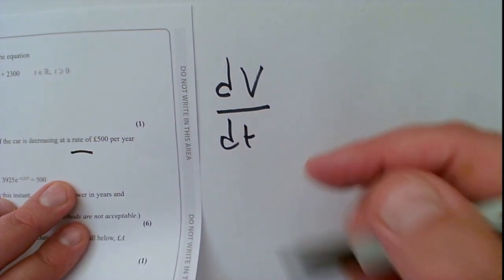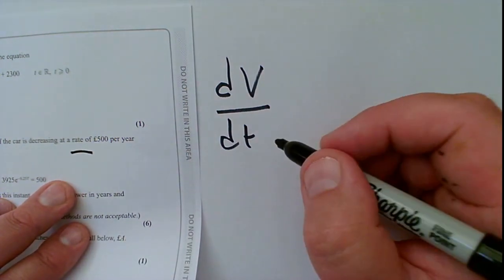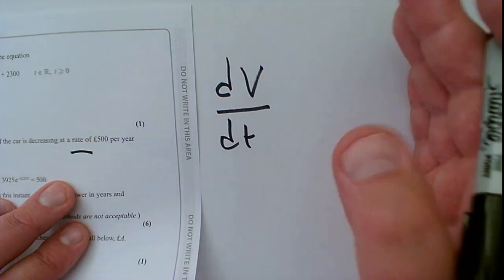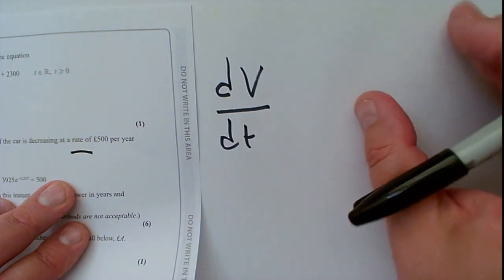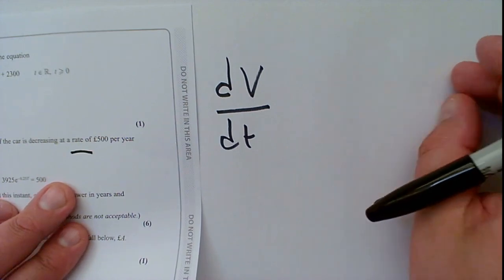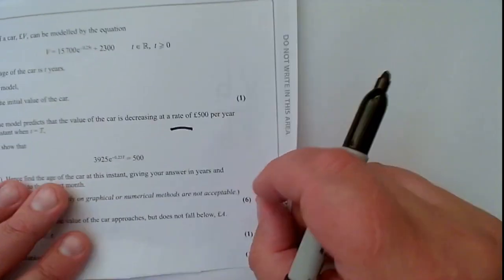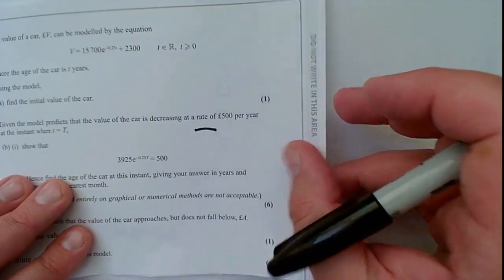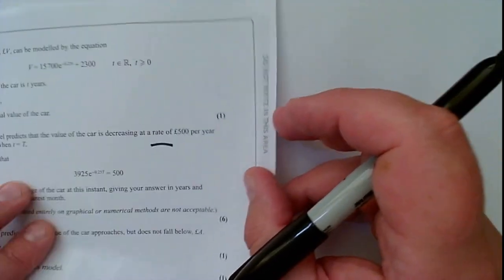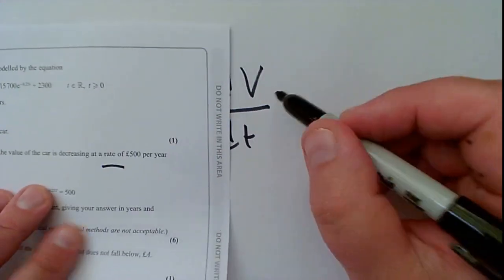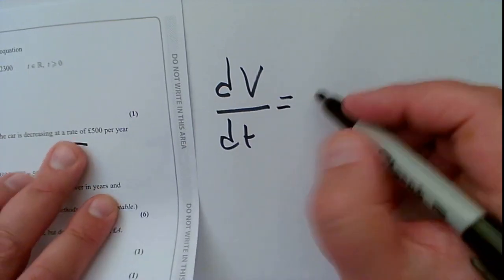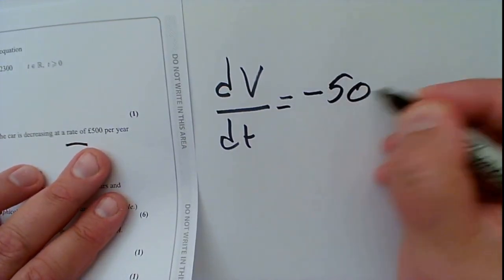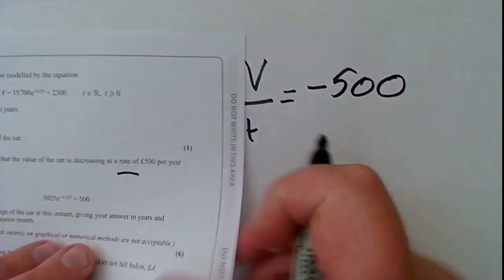In the same way that if something is changing its position at so many meters every second, at a rate of, or per second, we would think ds by dt, or whatever. So anyway, enough of that. Sorry, I'm going on a bit. We're told it's decreasing, minus 500. So that's what you have got. That was the tricky part of this.